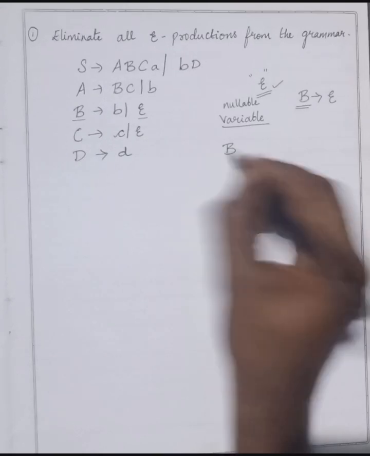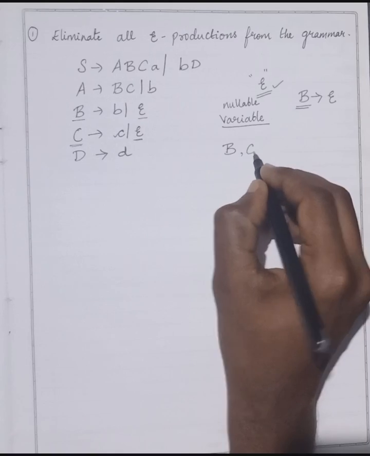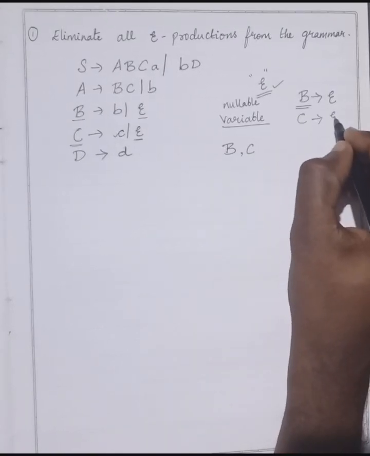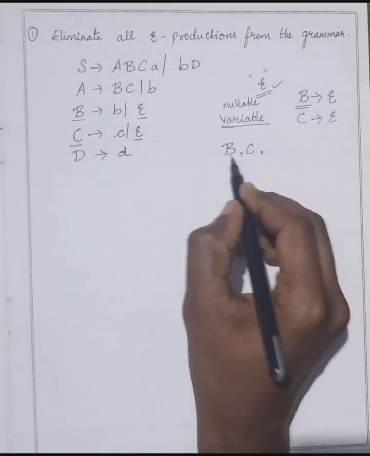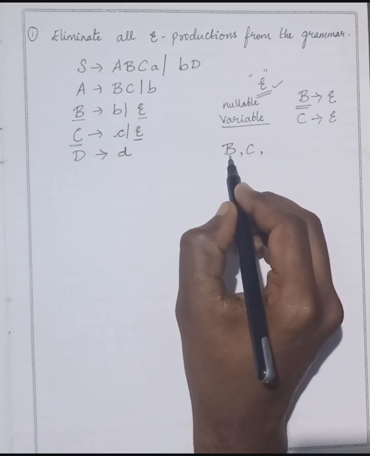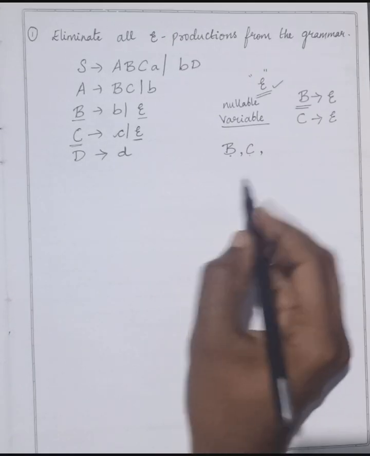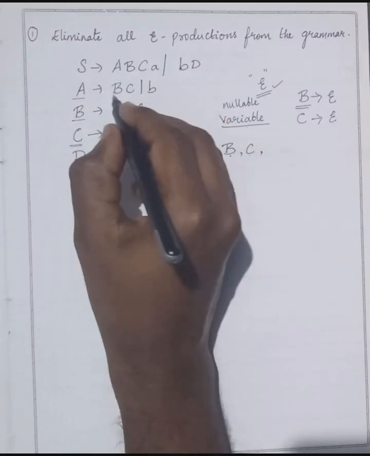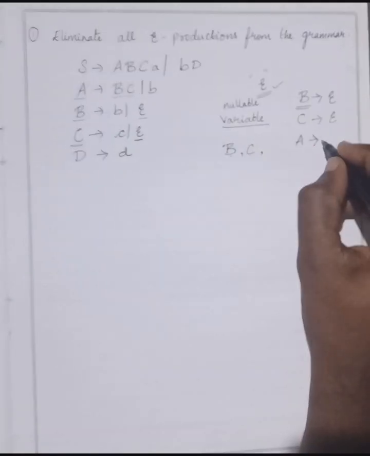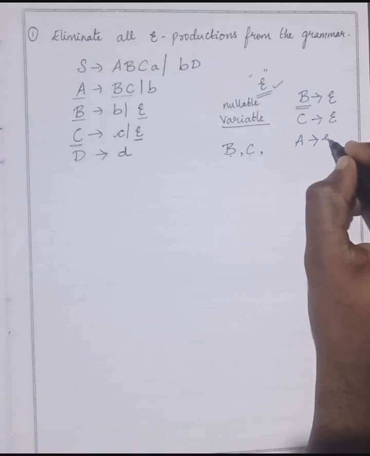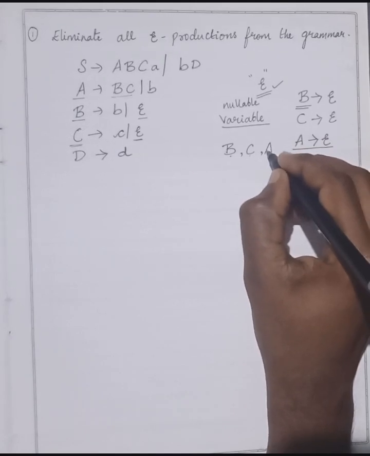Then we have C derives epsilon. Because C derives epsilon, C also can be nullable. Now we'll try to substitute B and C individually or in combination so that the other variables become epsilon. For example, take A derives BC. We know that B and C both are epsilon. If you assume B and C are epsilon, then A also indirectly derives epsilon. So we need to consider A also.